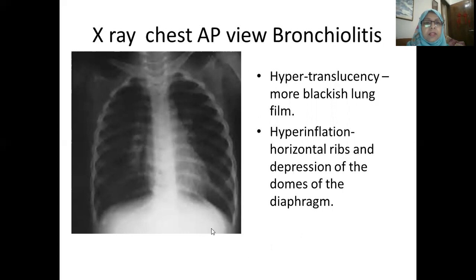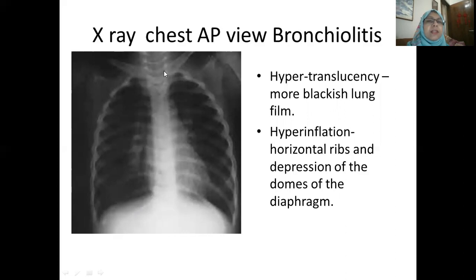Here we can see hypertranslucency, more blackening, a blackish lung field. Here the lung fields are blackish, and there is hyperinflation, which is recognized by looking at the horizontal ribs. Ribs are more horizontal rather than oblique, and there is depression of the domes of the diaphragm. Its level is much lower than the normal level.